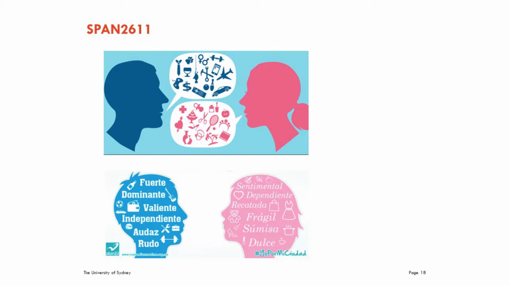And also, I asked them to think about adjectives that are normally used to describe stereotypical views of gender. Like, for example, strong, emotional, dependent, independent, brave, fragile. So at the same time, we were using culture and language, because they have to think about adjectives to describe this type of stereotypical views. So once we discuss this, then we move into the questions.